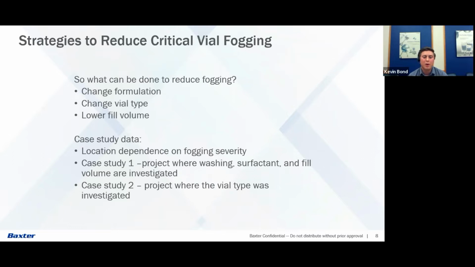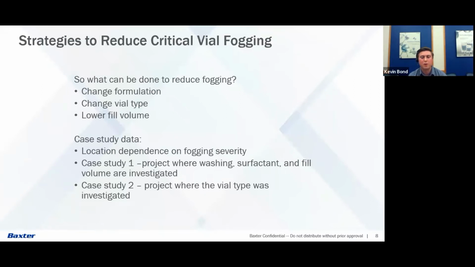Additionally, many vial fogging issues are discovered later in development programs after the formulation has been pretty well finalized. So that's not always an option either. That kind of leads us to our next, less intrusive change, if you already have a formulation selected or if your options to change formulation are limited. That next strategy would be to change your vial type for your drug product.